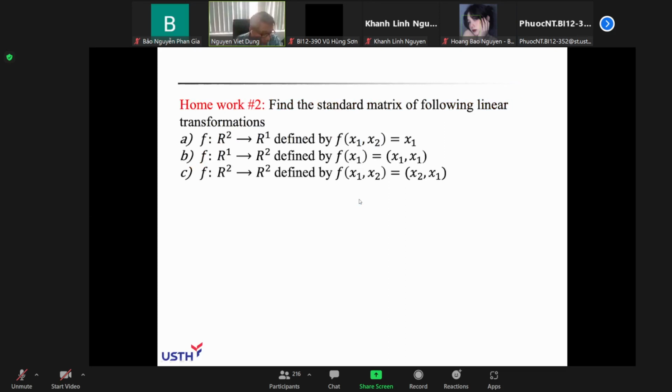And now is homework number 2. As I promised you, once again we go back to the three maps I introduced in the homework last week. The first one is a projection, the second one is a diagonal map, and the last one is a reflection. Then you are invited to find the standard matrix of those mappings.